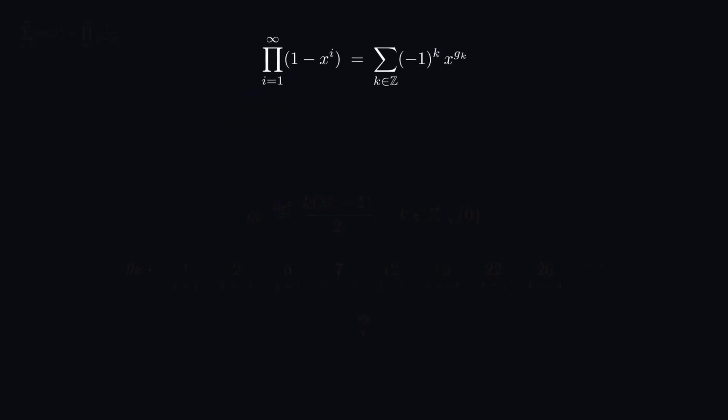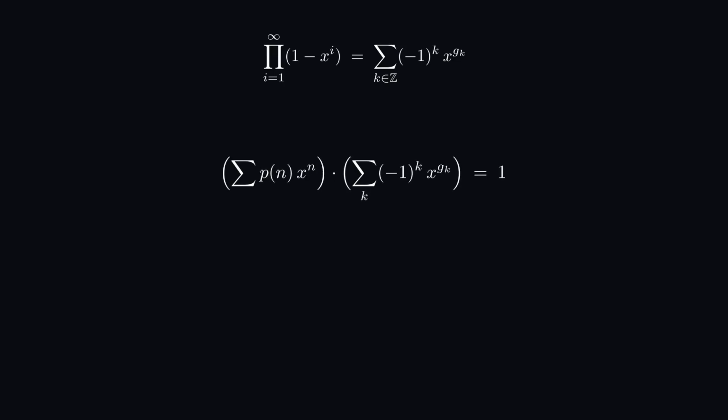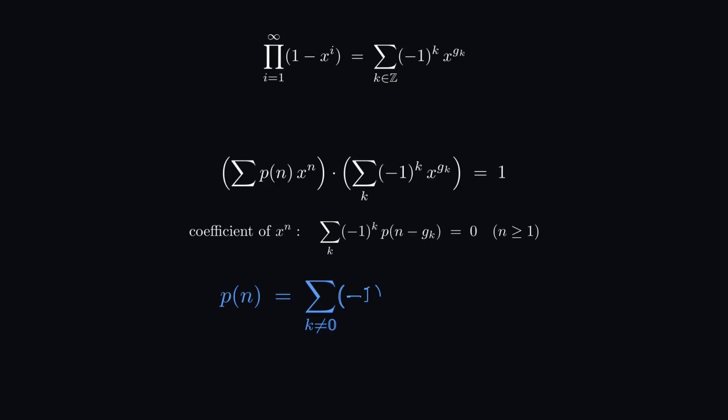Why? Once you believe the identity, the recurrence falls out. The product equals 1, so the coefficient of x to the n must vanish. Solving for p of n gives an alternating sum indexed by pentagonal numbers. The boxes from earlier fill in, so the only question left is whether the identity actually holds.